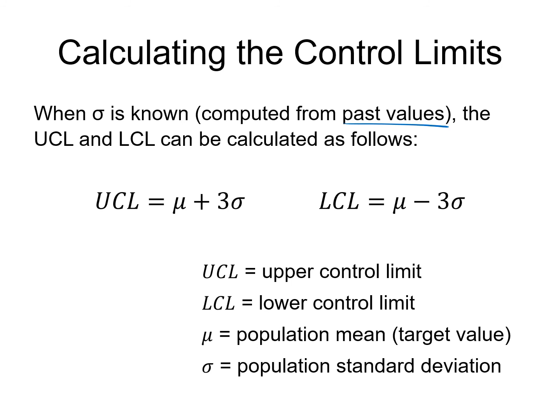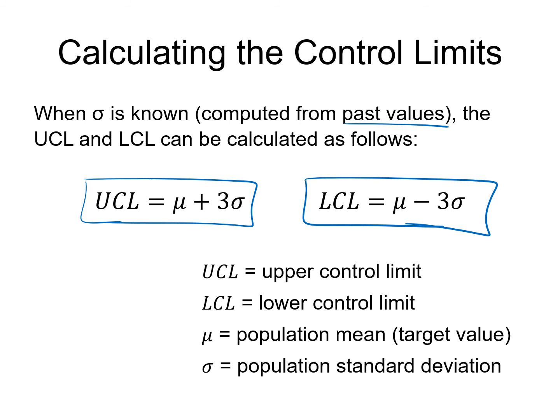The upper control limit and lower control limit can be calculated as follows. So we sort of have 2 formulas. The UCL is the mean plus 3 sigma, and the lower control limit is the mean minus 3 sigma, which we talked about before. So those are the upper and lower control limits. The mu being the population mean or the target value, and the sigma being the population standard deviation. So if you have your mu, your upper control limit is 3 standard deviations above it, that'll be your UCL, and your lower control limit is 3 standard deviations below that. That's how you would set that up.